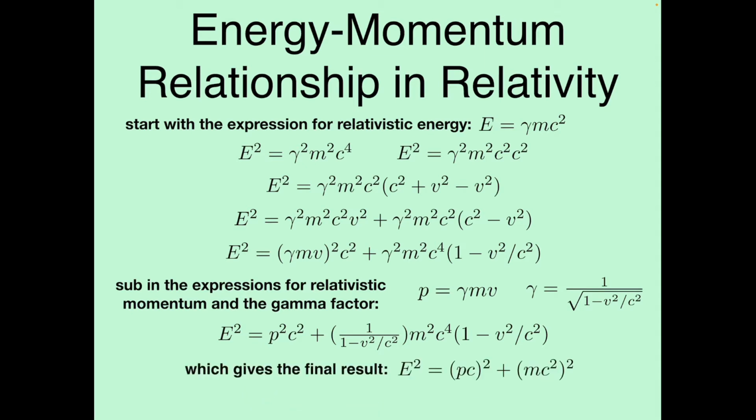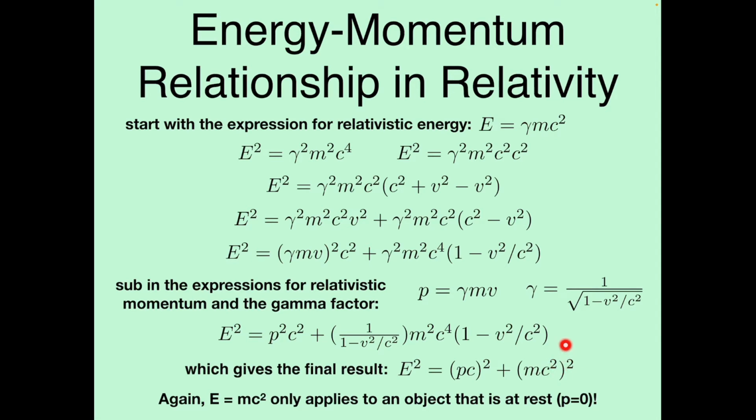We have E squared is equal to (PC) squared plus (MC squared) squared. Okay, that's how we can write our final result right here. So if we take a look at that final result and we plug in 0 for the momentum, so P is equal to 0, well, the entire first term on the right side of the equation goes away. And then we just have E squared equals (MC squared) squared.